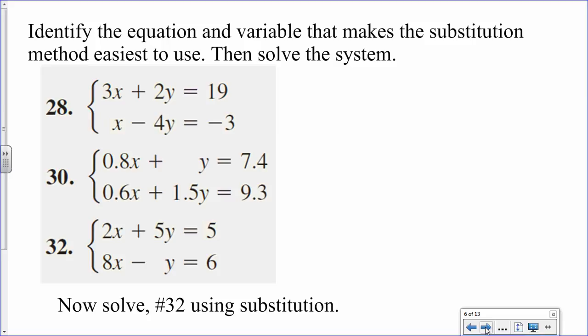So what I want to do here is let's just decide which equation and which variable we would solve for to do substitution. And then we'll actually do the whole thing on 32 and find the answer. So for 28 and 30, we'll just choose which one we should solve for, but then we won't actually solve it.